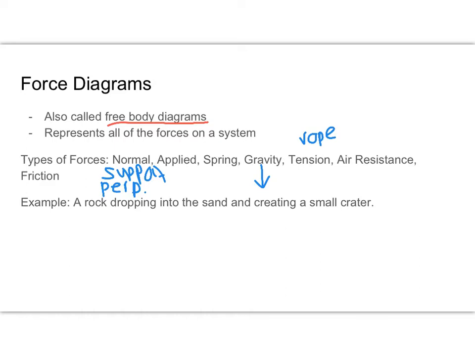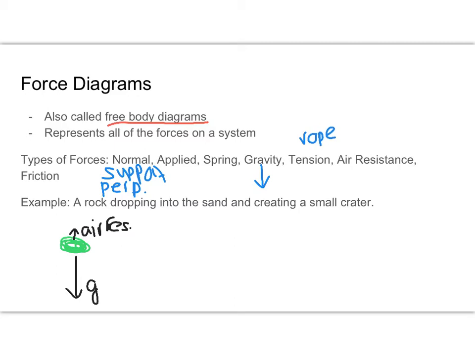Our example: a rock is dropped into the sand and creates a small crater. So while this is through the air, we have gravity pulling down, and then we have a tiny bit of air resistance going the other way. Now you'll notice that the size of my arrows really represent how much force is acting on it. In this situation, we know that gravity has a lot to do with what is pulling this rock down.